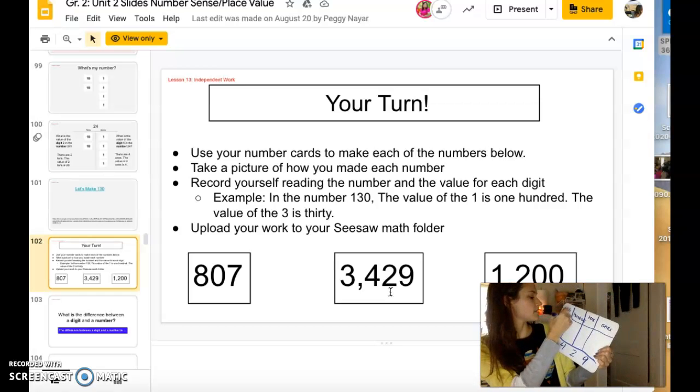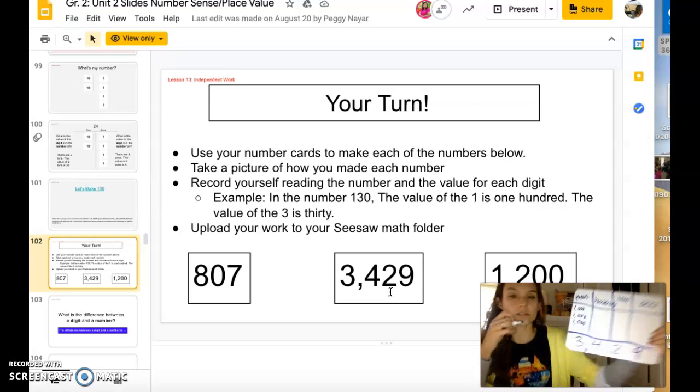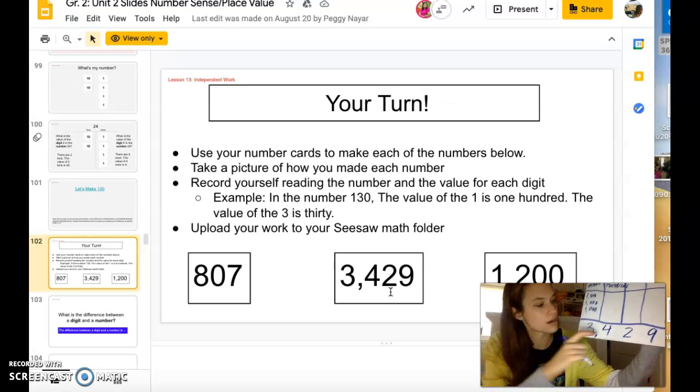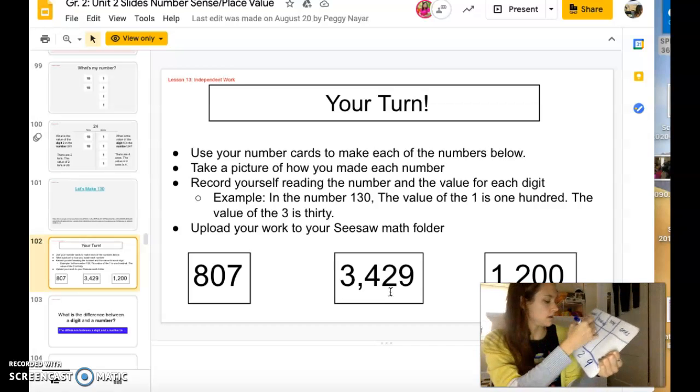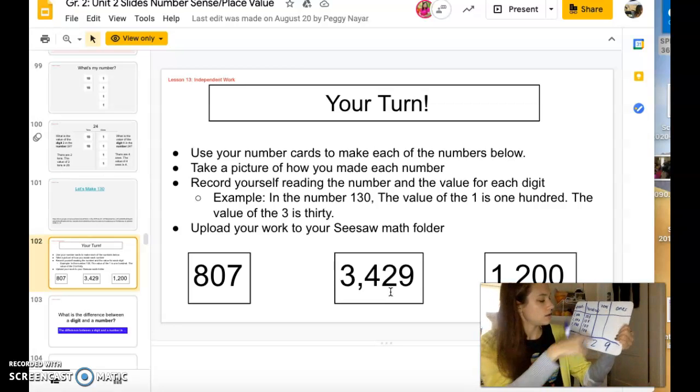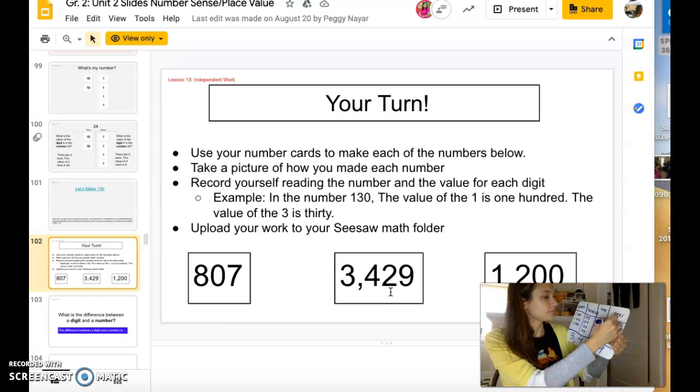3 thousands. So we're going to write 1,000 and another 1,000 and another 1,000. There's our 3 thousands. How many hundreds are there? 4. 100, 100, 100, 100. There it is. How many tens are there? 2. 10 and a 10. And how many ones? 9. 1, 2, 3, 4, 5, 6, 7, 8, 9.